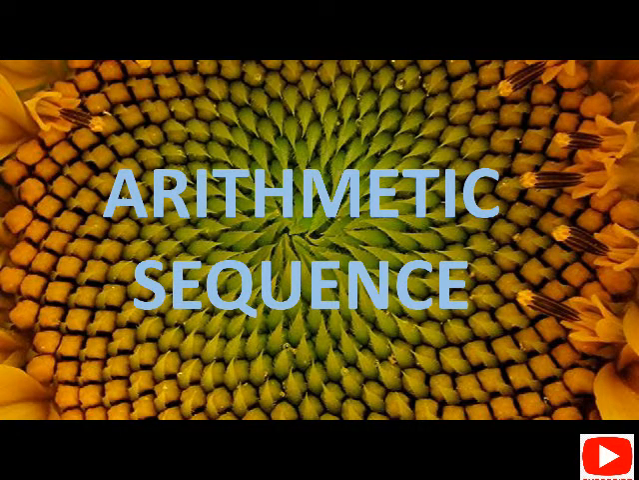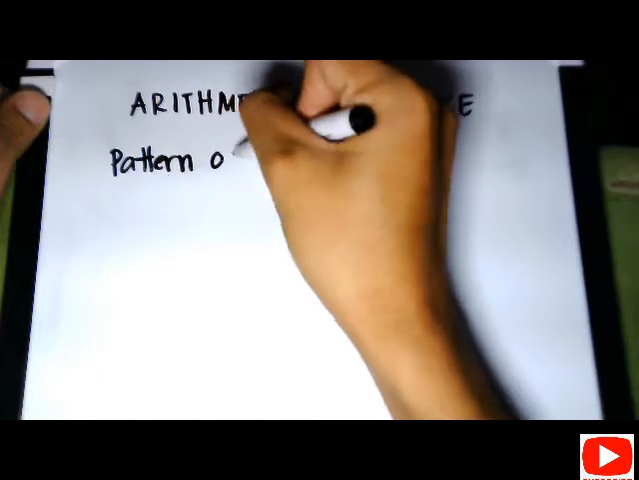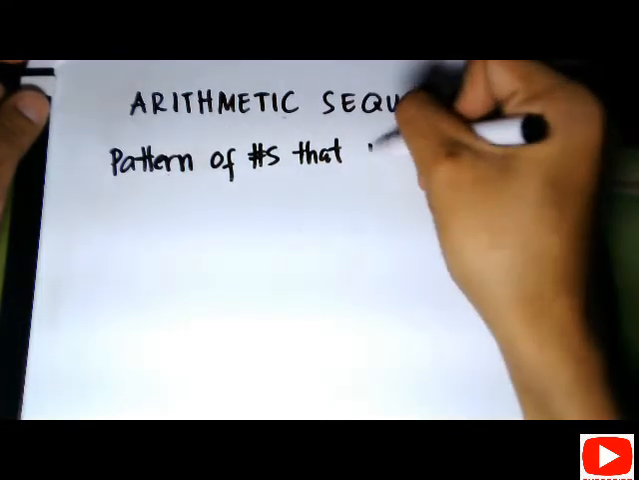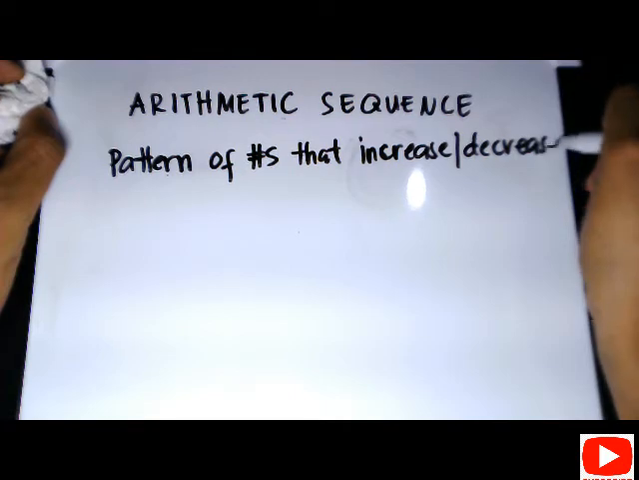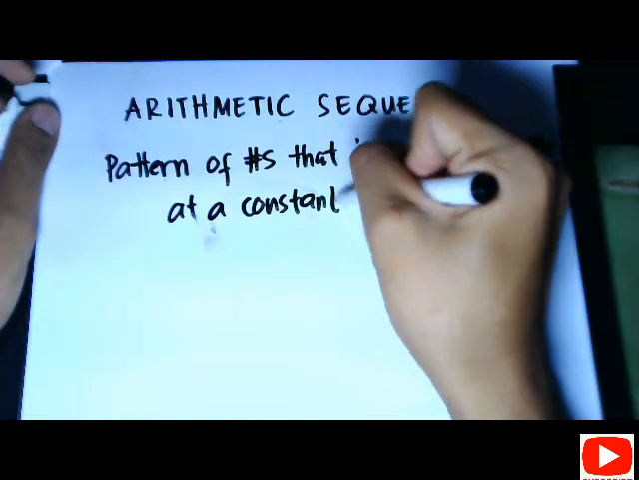So let's discuss the first type of sequence, which is arithmetic sequence. Okay, what is an arithmetic sequence? Arithmetic sequence is a pattern of numbers that increase or decrease at a constant amount.